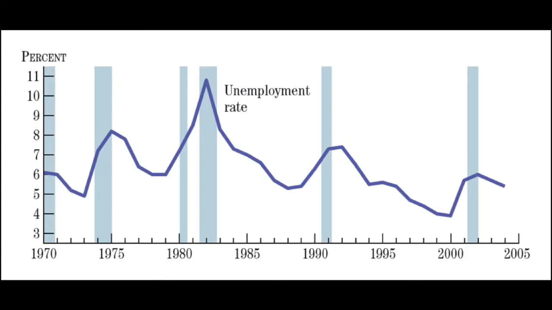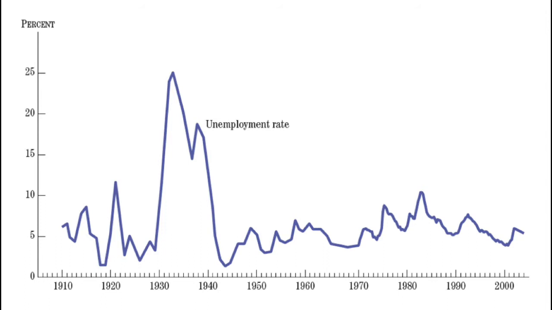This figure shows the unemployment rate for the United States from 1970 to 2005. Note that the unemployment rate increases at or around the time the United States experiences a recession. This figure illustrates the unemployment rate throughout the 20th century. Note that the unemployment rate for the United States was almost 25% during the height of the Great Depression.